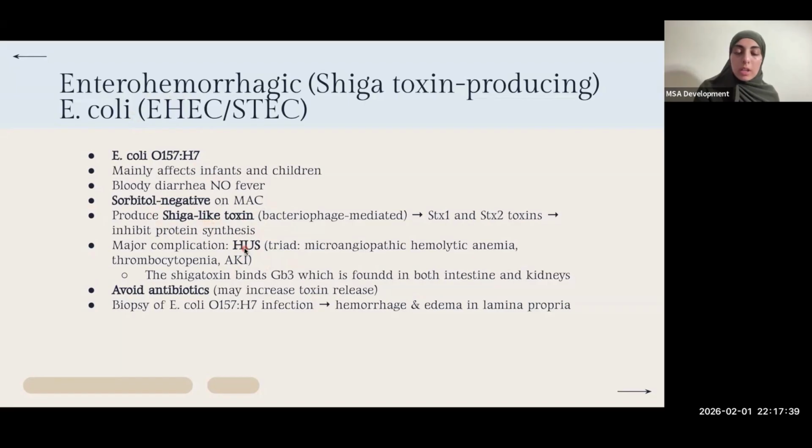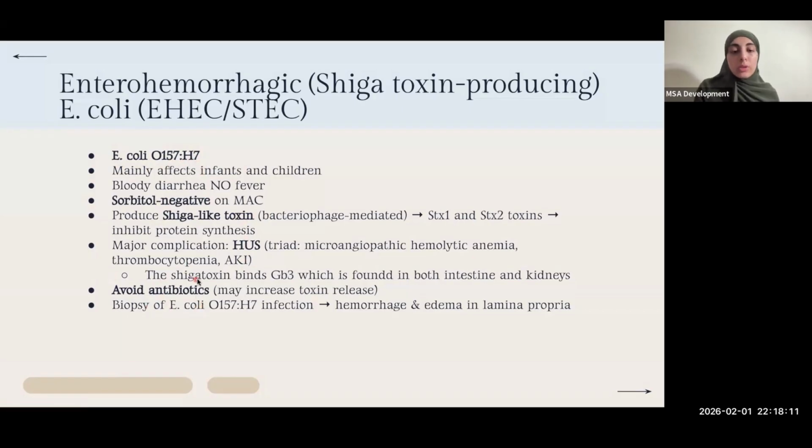What is the hemolytic uremic syndrome? It's a triad of microangiopathic hemolytic anemia, as well as thrombocytopenia and AKI. So just remember, if you have a kid that had a bloody diarrhea, okay, and then later on they developed kidney problems and kidney failure, okay, think of hemolytic uremic syndrome and think of the Shiga-like toxin produced by EHEC, specifically O157:H7.